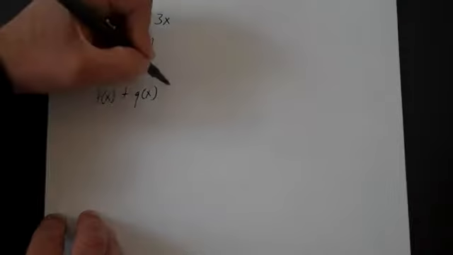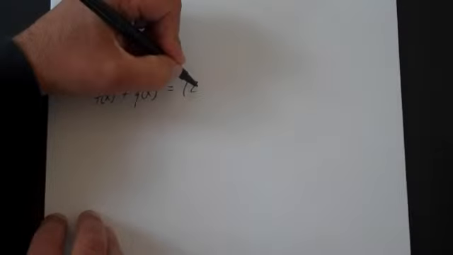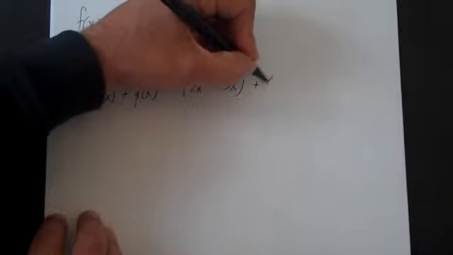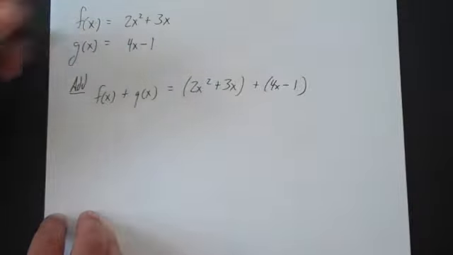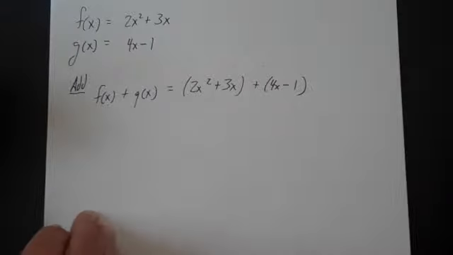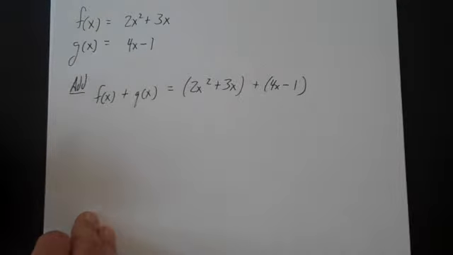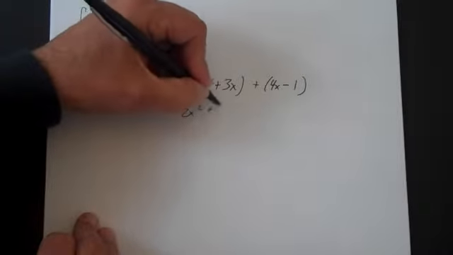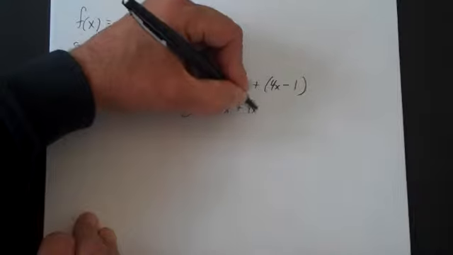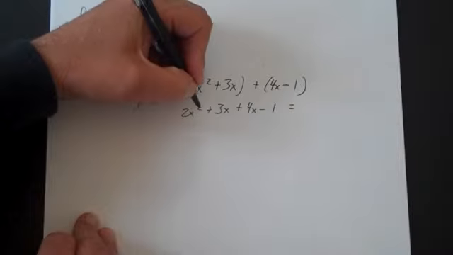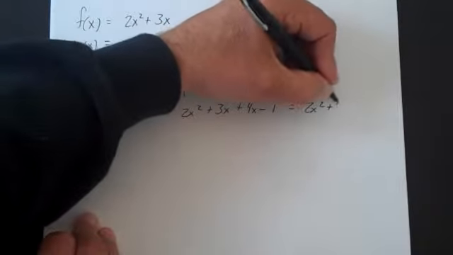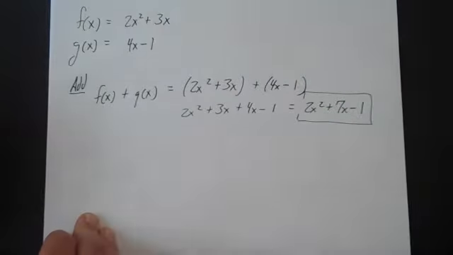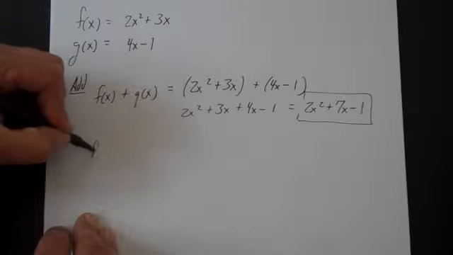f of x plus g of x would simply equal 2x squared plus 3x, and you add to that 4x minus 1. And then you add them. So what's the trick to adding functions? You add them and simplify them. So that's going to be 2x squared plus 3x plus 4x minus 1. Combine like terms and you get 2x squared plus 7x minus 1. And that's it.